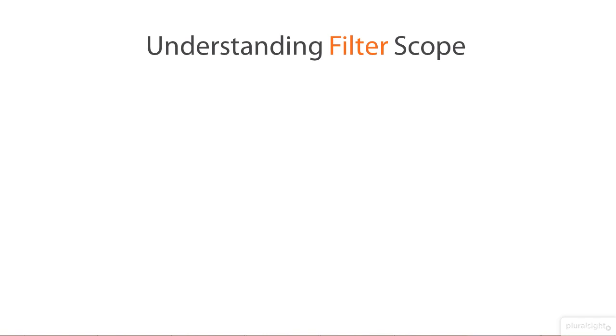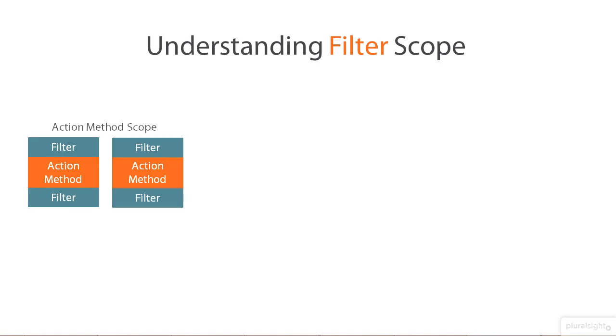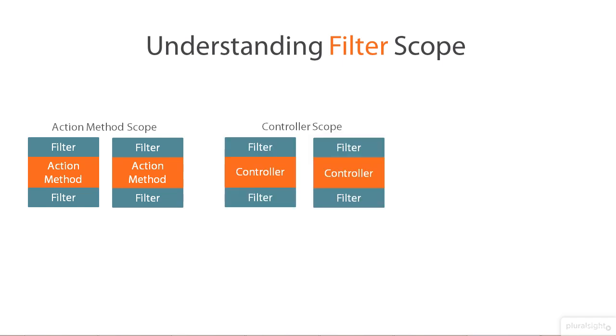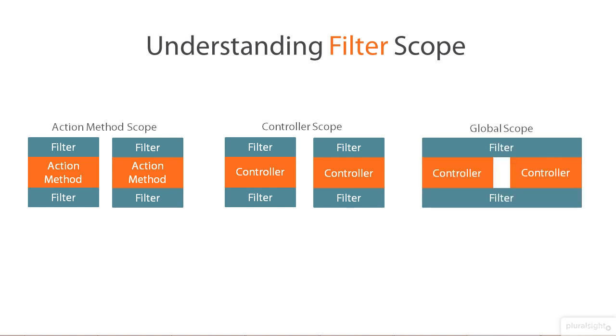Now, filters are also interesting in the sense that they can be implemented at various levels of scope. We can apply them to individual action methods one at a time. We can also apply them at the controller level so that they run with every action method in that class. Finally, we could also apply them globally across the entire application for every controller. This means you could have action filters that run with every request or all the way down to just one specific URL.